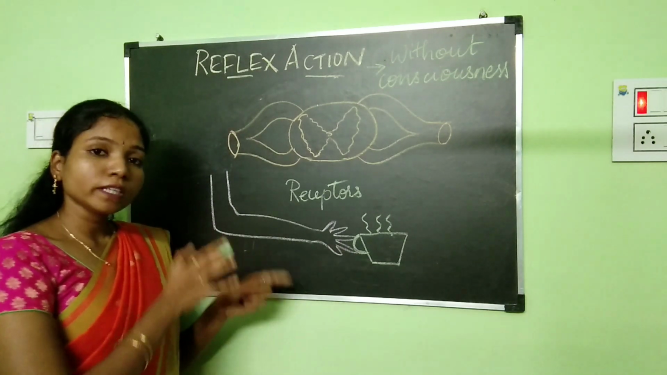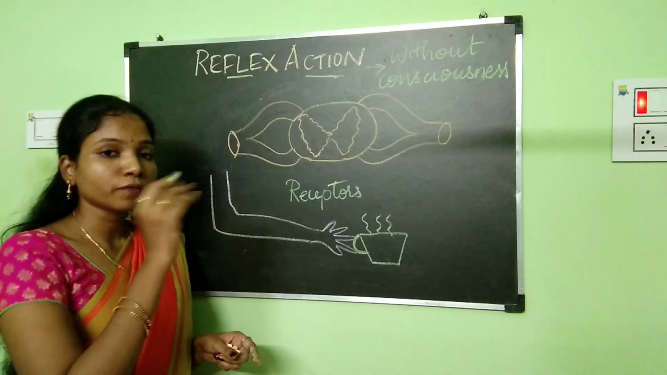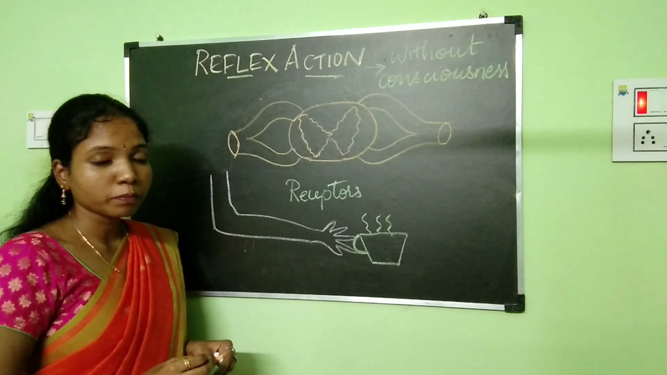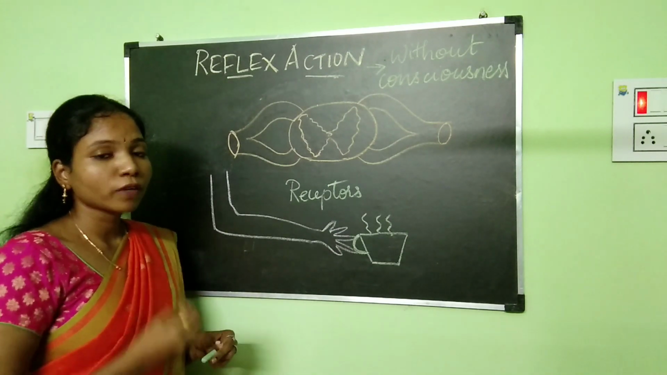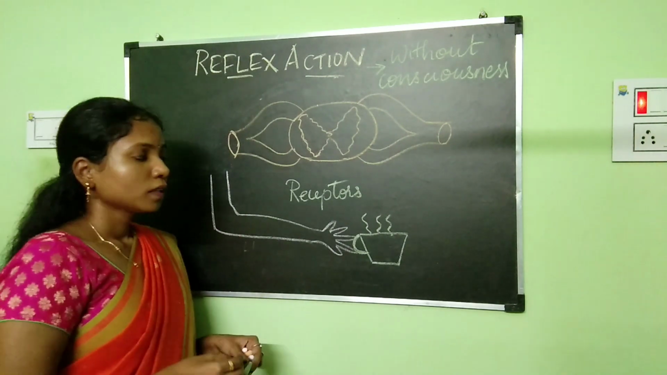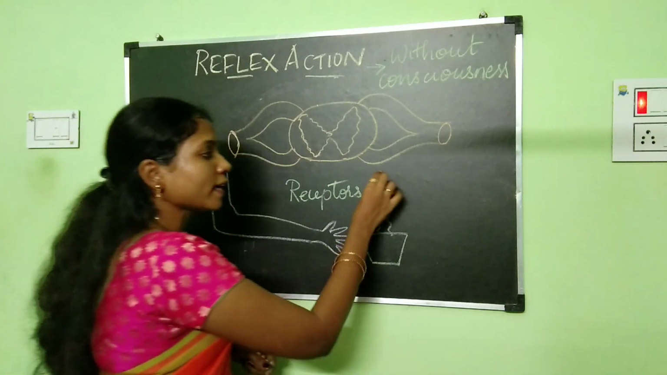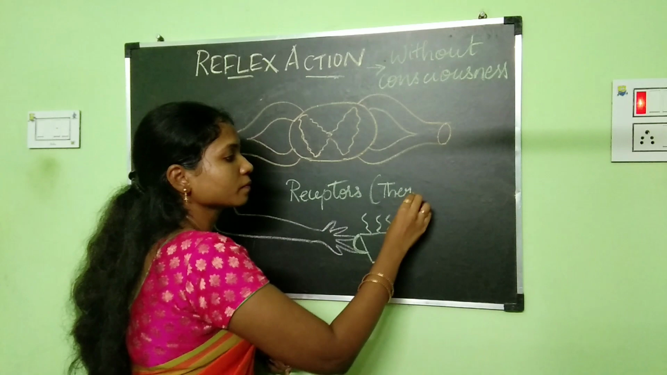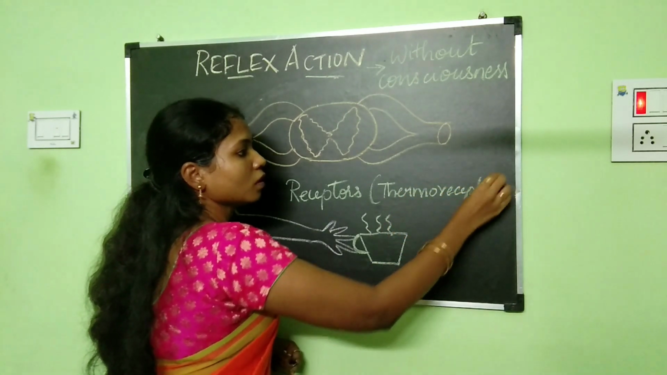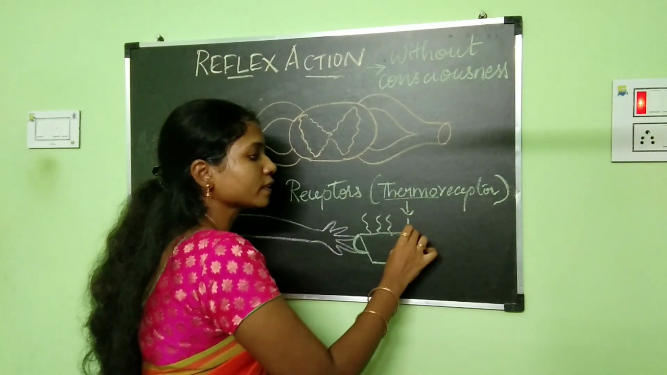Okay, so I already told you that for each and every stimulus there is going to be a specific receptor. For sensing the smell there is a specific receptor. For tasting there is a specific receptor. So for every stimulus there is going to be a specific receptor. The receptor which will be able to detect heat is called a thermoreceptor. So all of you know what is the meaning of thermo. Thermo means heat.